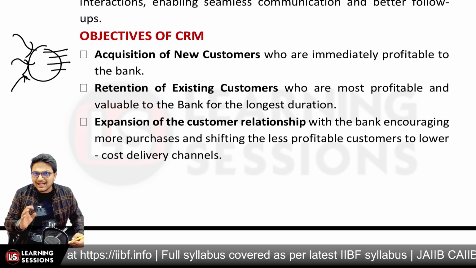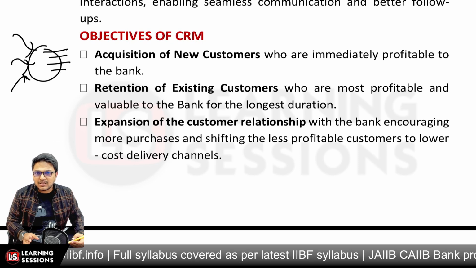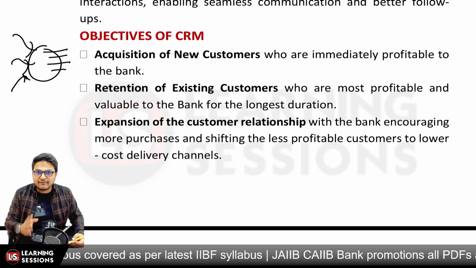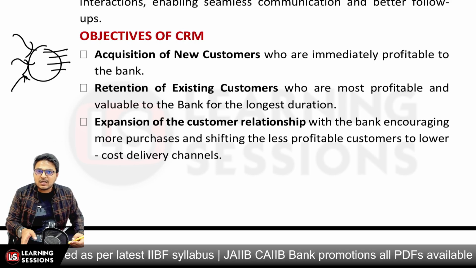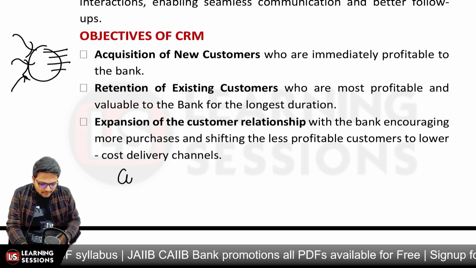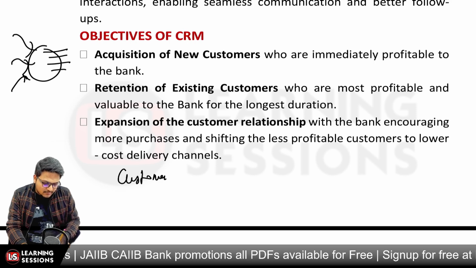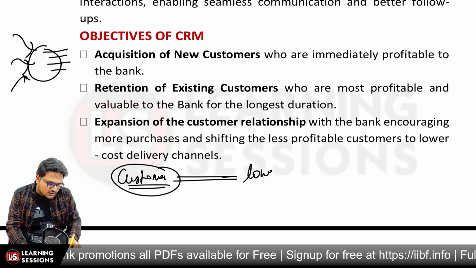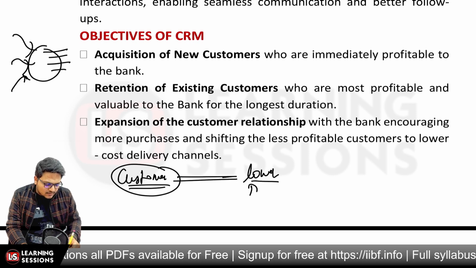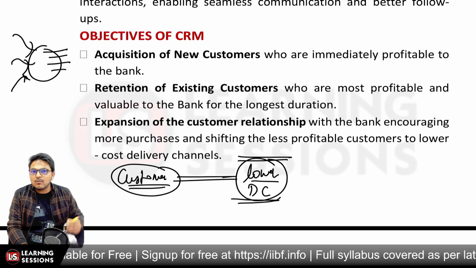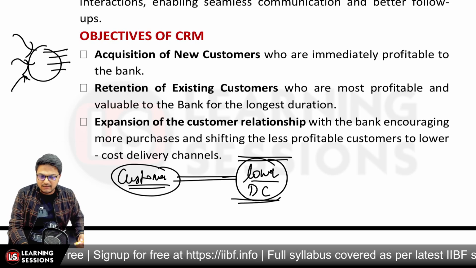And further, you can also encourage customers to purchase more things, and shift less profitable customers to lower cost delivery channels. Let's say there is a customer who is not that profitable. Now if the customer is not profitable, I can shift the customer to a lower cost delivery channel, because I have to offer the service to the customer, but I will shift them to the lower cost delivery channel, so that it will be more profitable to the bank anyway, right?